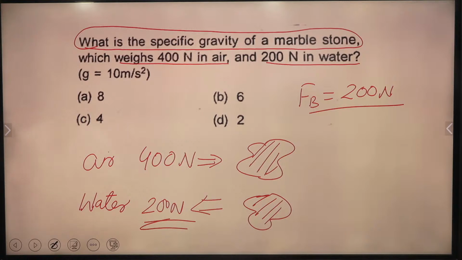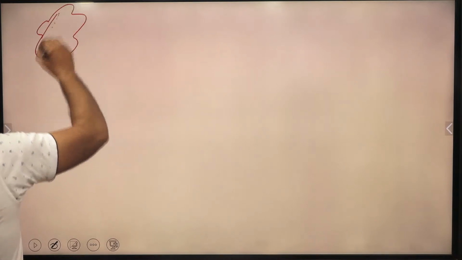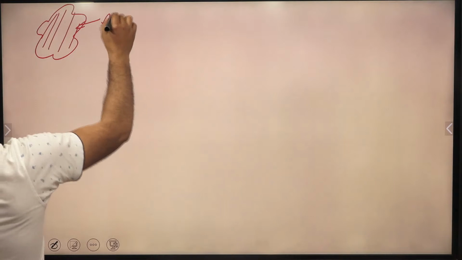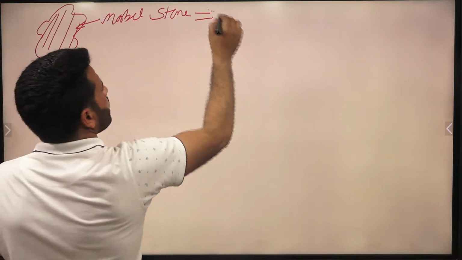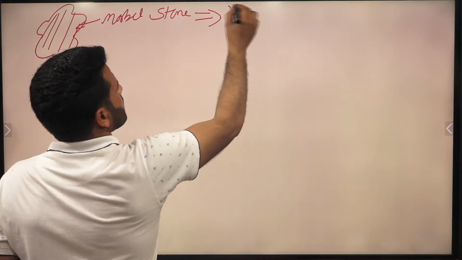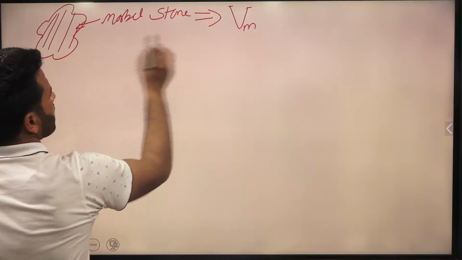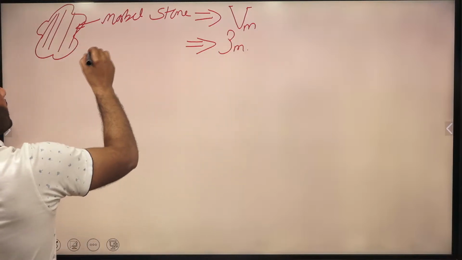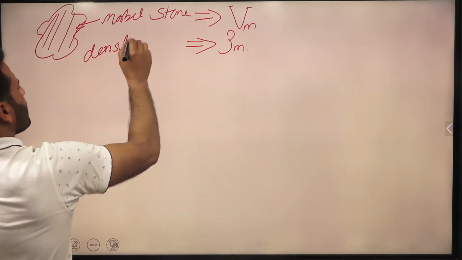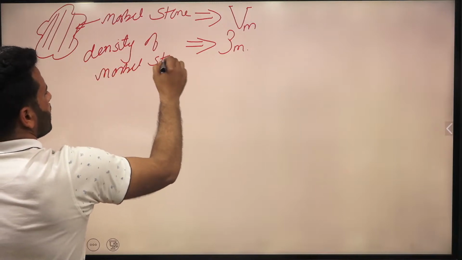So let me solve this one. Let us consider this is your marble stone. Let its volume be Vm, where m stands for marble stone and V is the volume. Fine. And let its mass density be rho m. That is the density of marble stone, or mass density of marble stone, whatever you want to write. That we consider basically.